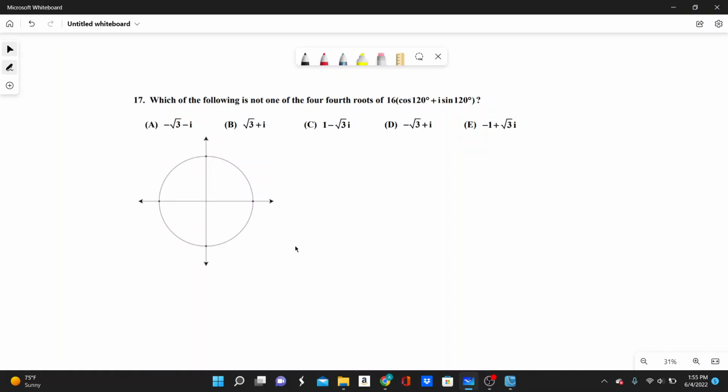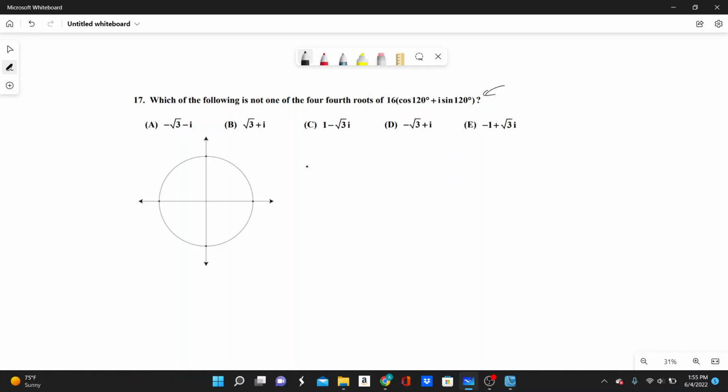Number 17. Which of the following is not one of the four fourth roots of 16 times the cosine of 120 plus I times the sine of 120? Alright, so the first thing you need to know is what this all really means, because it might be a little bit foreign to a lot of people. This is called the polar form of a complex number.